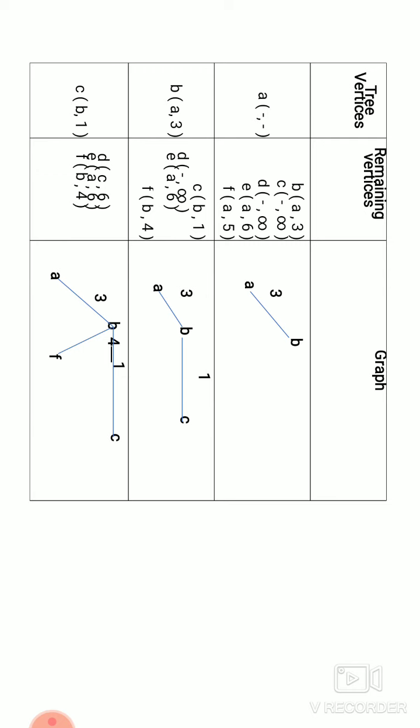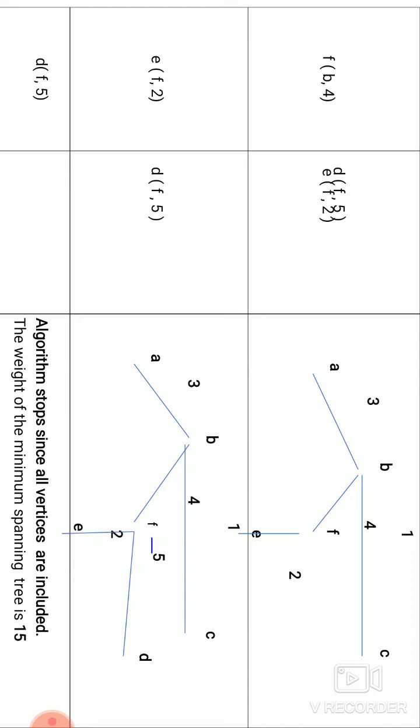So the remaining vertices are D, E, F: D of C comma 6, E of A comma 6, F of B comma 4. Among these three nodes, which is the next vertex that I can visit with minimum edge weight? 4. So that is why the next vertex I reach is F. So here I have a graph A to B, B to C and B to F. Moving on further. So from F I can reach to E.